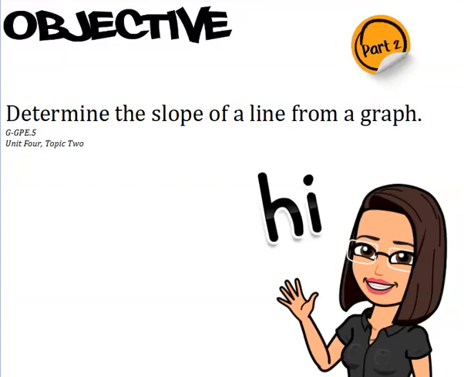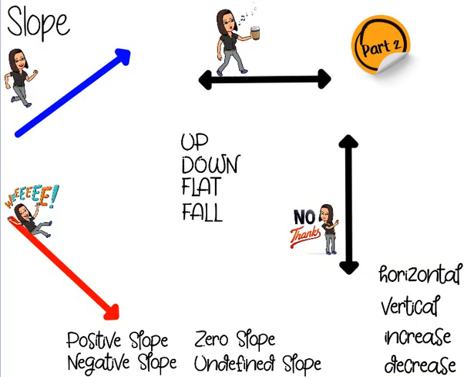In this video, we are going to determine the slope of a line from a graph. And this is part 2, so I totally hope you saw part 1. If not, go back and check, because in part 1, we talked about lines going in different directions and having different slopes.